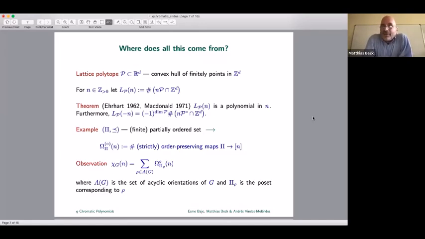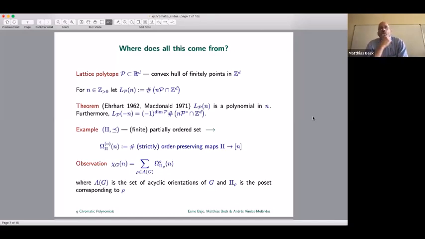Okay, so where is this coming from? Here's one slide in my world. For people who know me, they know I like to compute Ehrhart polynomials. So you start with a lattice polytope, a polytope in some Euclidean space whose vertices are on the integer lattice, and then you start counting integer lattice points as you dilate the polytope by a positive integer. And Ehrhart's fundamental theorem is that this is a polynomial.